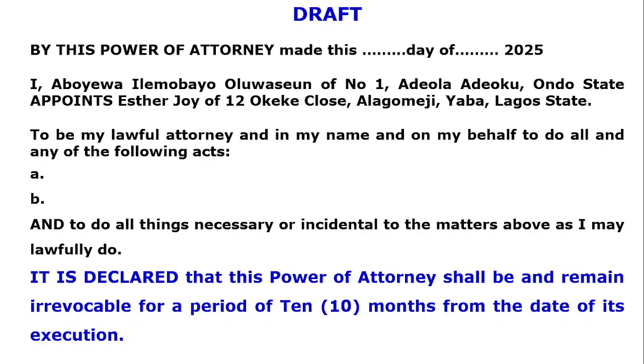So what does that imply? If the donor dies within these 10 months, the donee can go on to carry out the power. If the donor becomes insane, if the donor becomes bankrupt, the donee can go ahead to still exercise the power under the power of attorney. So you can see the advantage of this irrevocability clause. This is how it is drafted. It is declared that this power of attorney shall be and remain. So you can see very clear, shall be and remain irrevocable for a period of 10 months from the date of its execution. Let's look at the next clause, which is the testimonium.